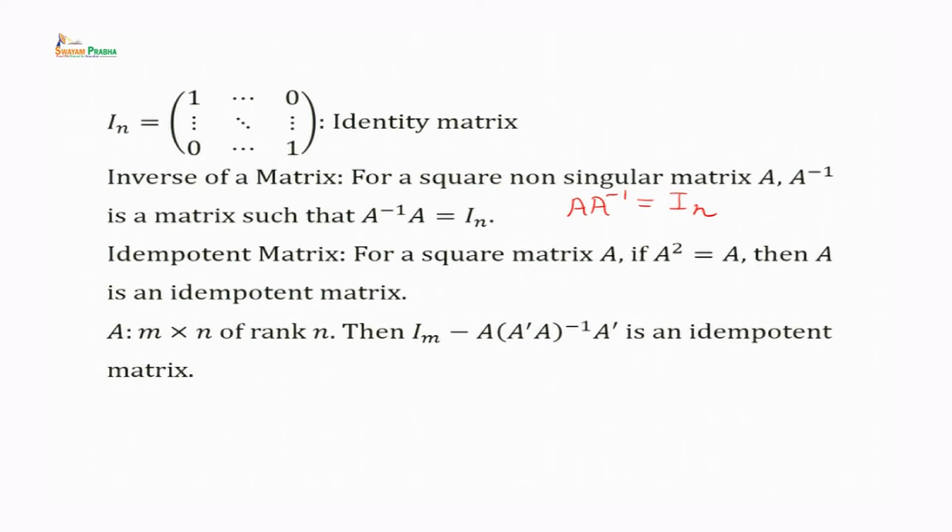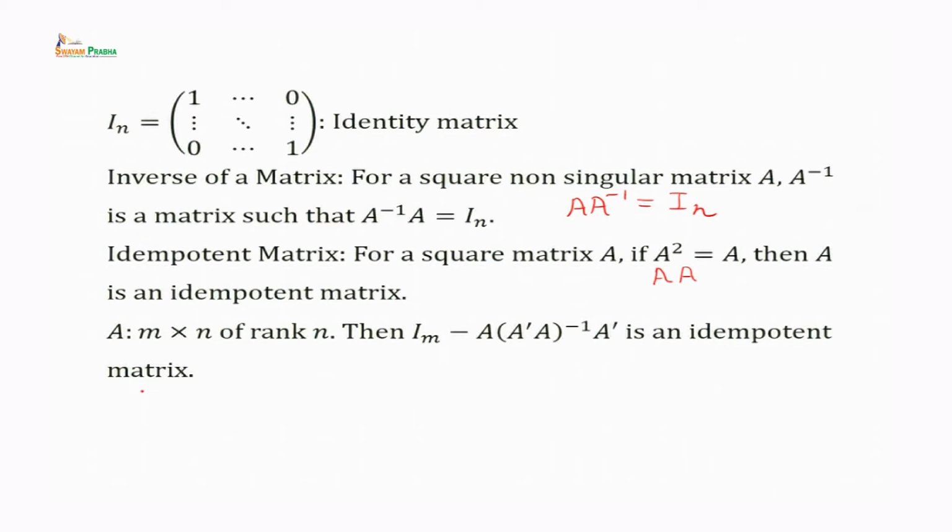Then the idempotent matrix. Now, suppose A is a square matrix and the square of A, meaning A multiplied by A, is equal to A. Then we say that A is an idempotent matrix. Now, suppose A is an m cross n matrix of rank n, and we define a matrix equal to I m minus A (A transpose A) inverse A transpose. Then this matrix is an idempotent matrix.